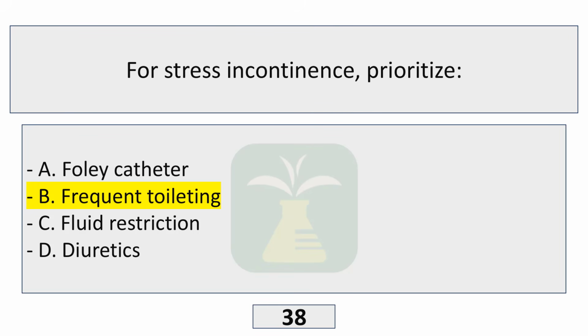Correct answer: B. Frequent toileting. Scheduled toileting reduces accidents.